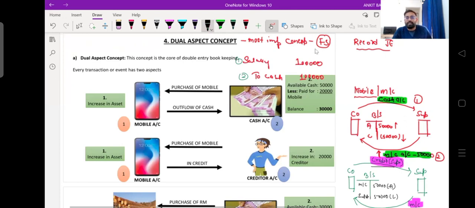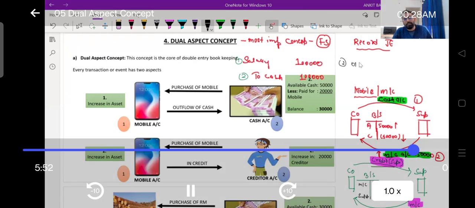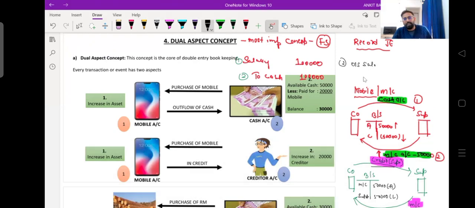Let's suppose there is outstanding salary. The salary is accrued, but you have not paid it yet. So here you will write outstanding salary instead of cash in this journal entry. You will write salary account debit to outstanding salary, 1 lakh rupees and 1 lakh rupees. So which two accounts are getting affected? The first one is salary, which you will be debiting in the P&L account, and the second one is outstanding salary, which you will be showing as a liability in the balance sheet. So these two accounts are getting affected.